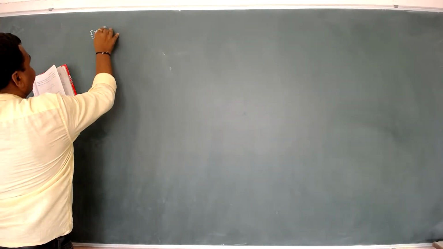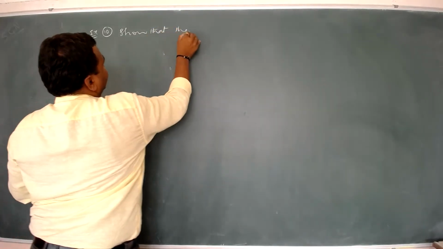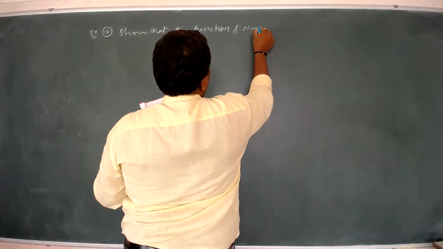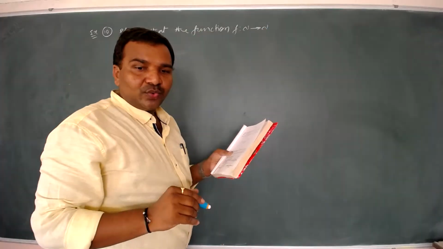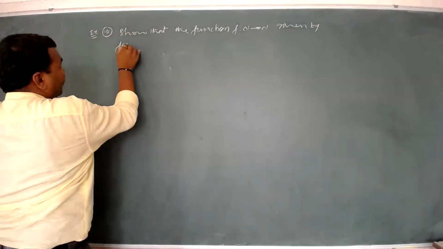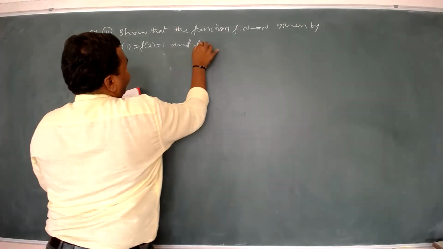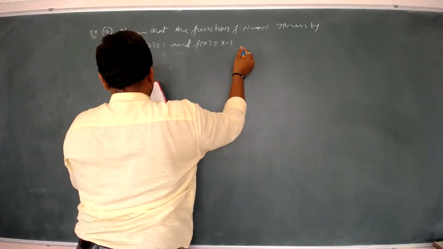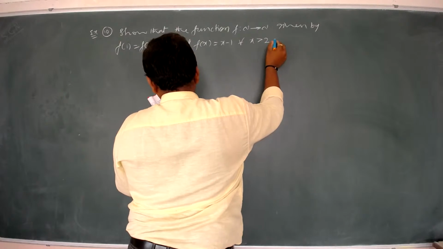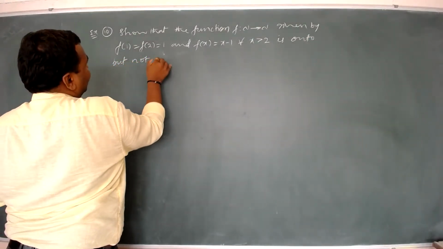Example 10. Show that the function f from N to N given by f of 1 equal to f of 2 equal to 1 and f of x equal to x minus 1 for all x greater than 2 is onto but not 1-1.